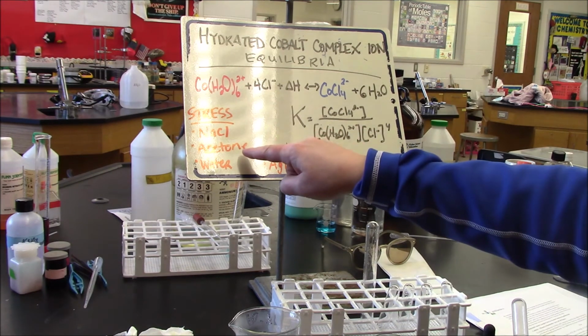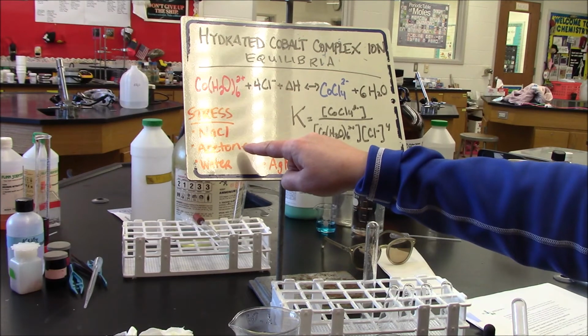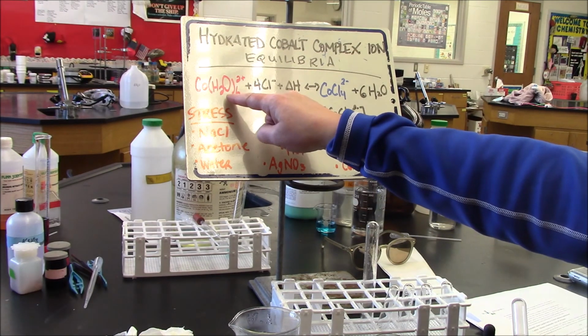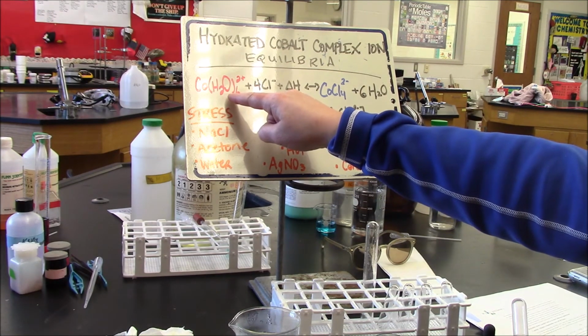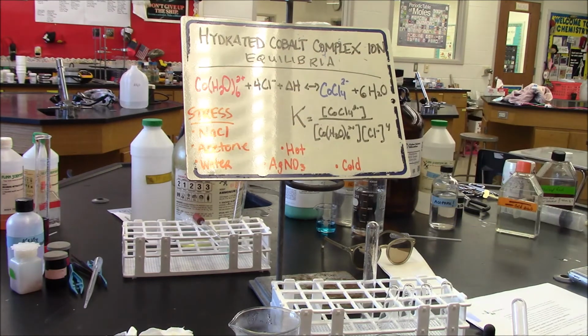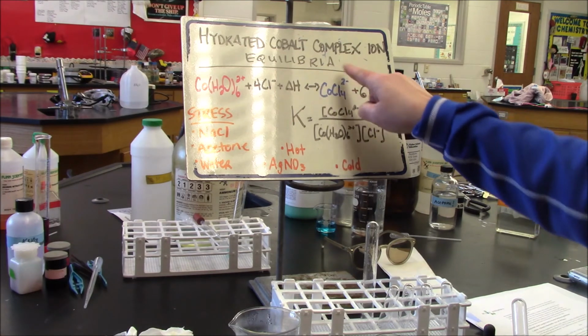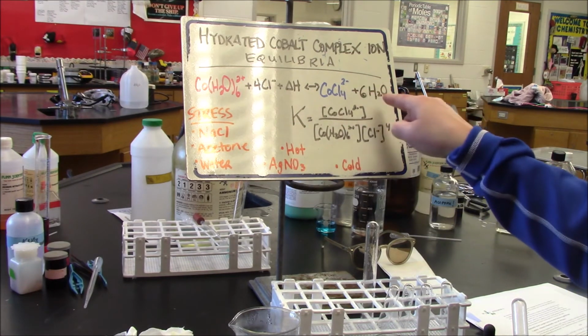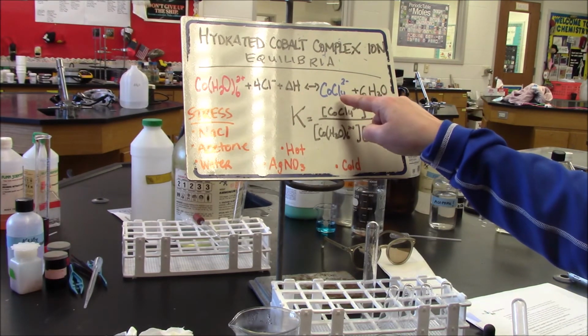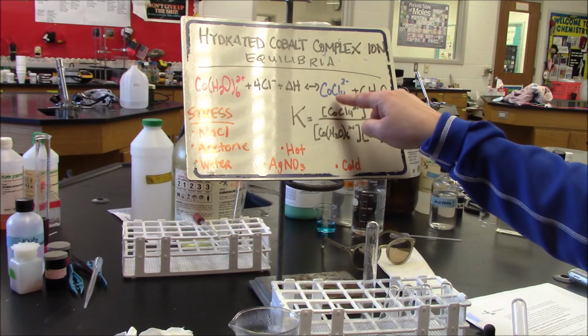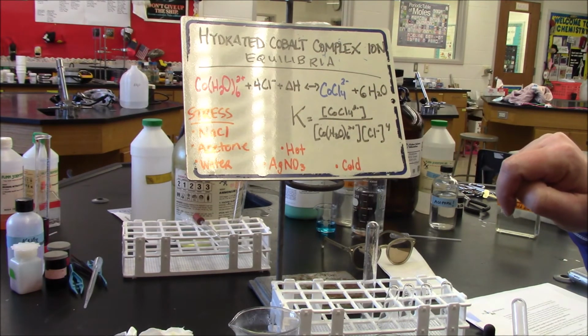I'm going to add acetone. Acetone removes water, so you can see what would happen as we remove water from here in the presence of chlorine ions. When I have this complex ion, I'll be adding water, so you can see that in the presence of excess water, water might replace the chloride ions in this complex ion.